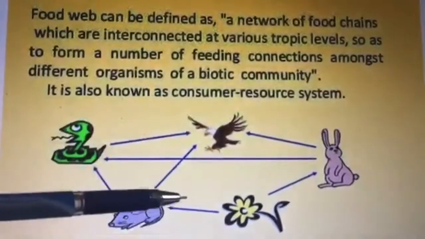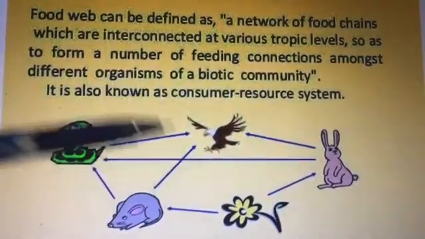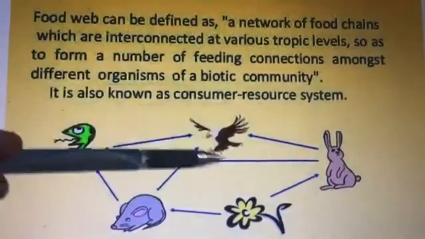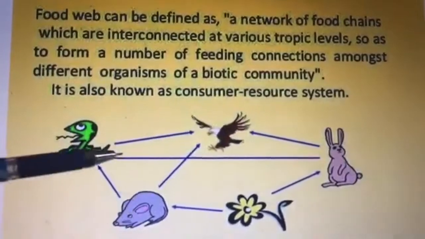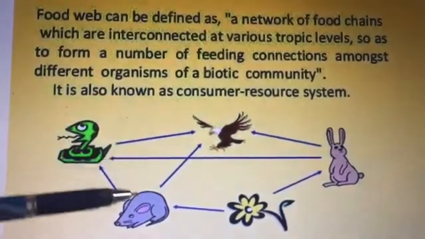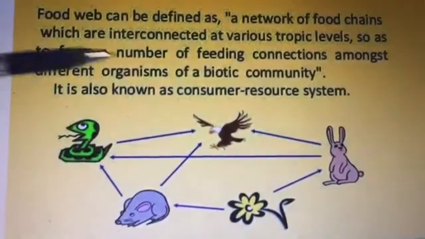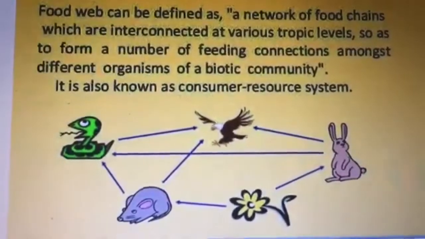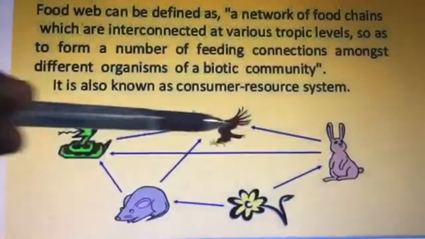Okay, we are using the word web now. What is a web? Many systems are connected. Like that, in a food web many food chains are interconnected. All the organisms are interlinked, based on the food. Okay, this is called a food web. So many organisms are interlinked.